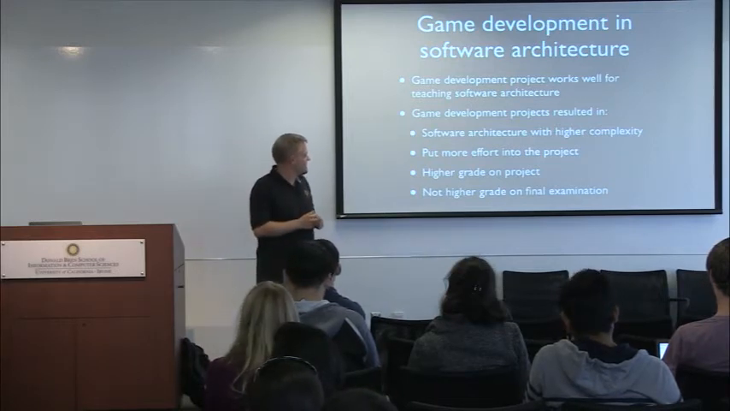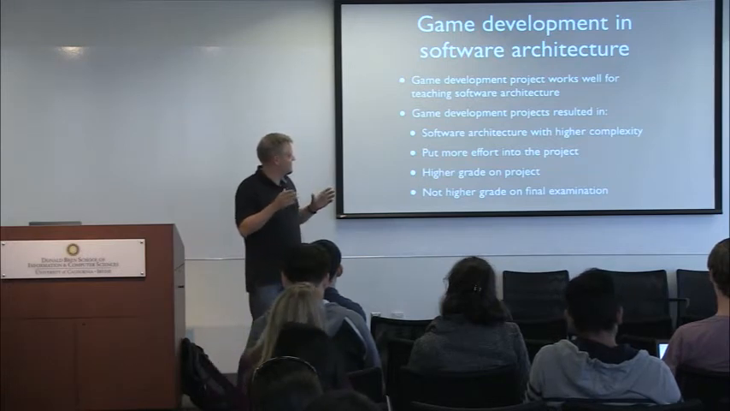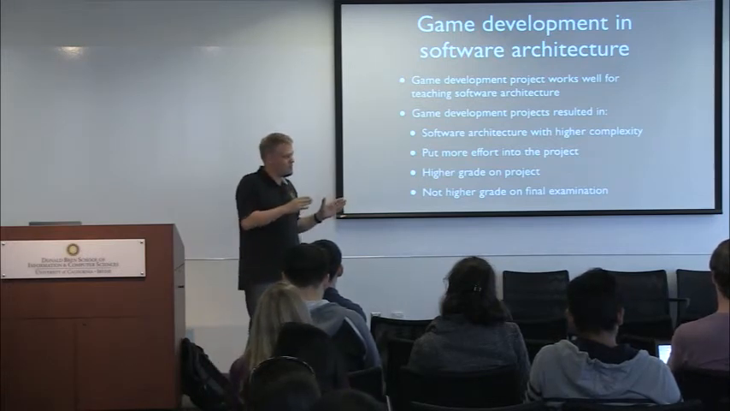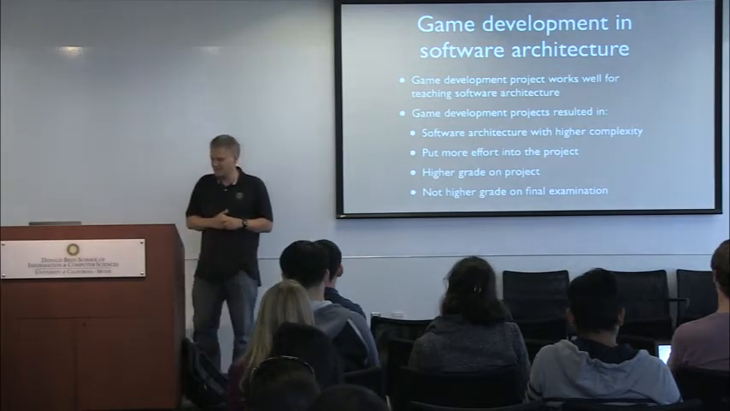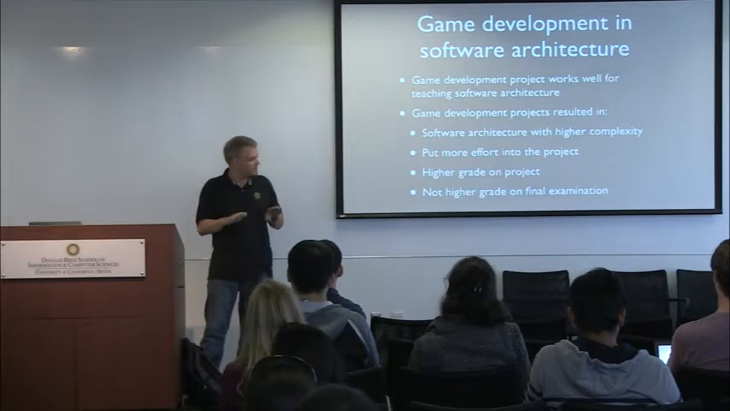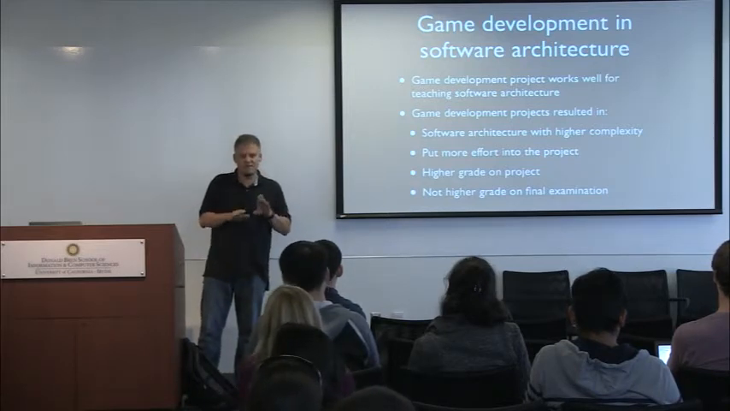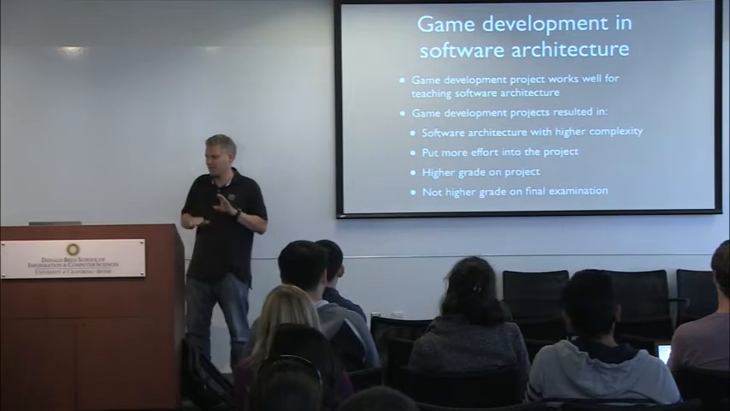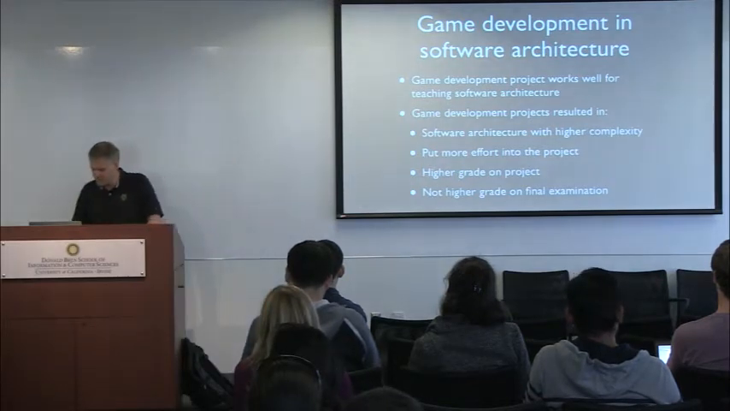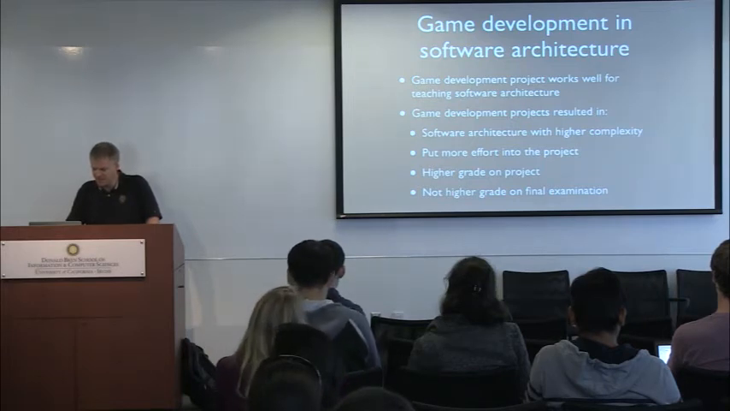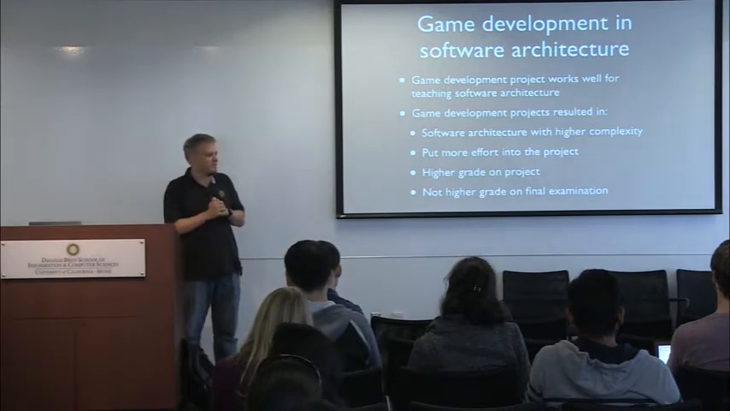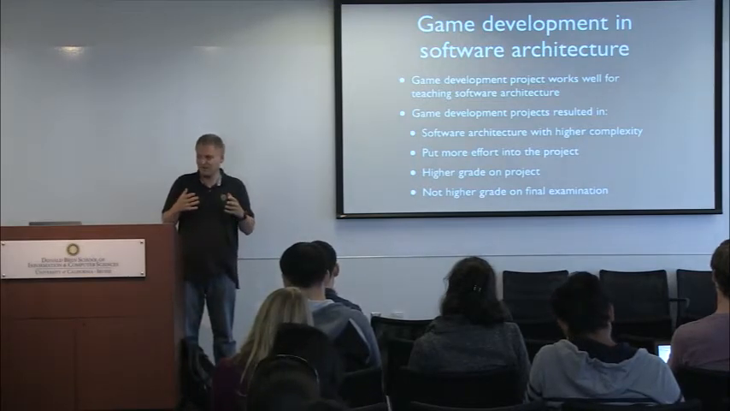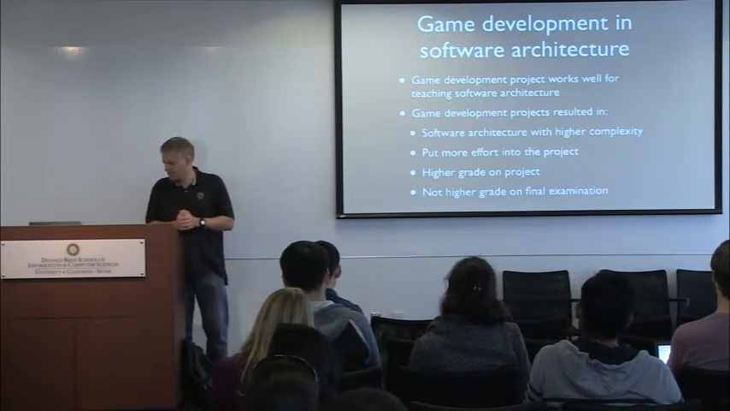So in this course, the students could choose between developing a game or just an application. We had an experiment where we monitored the different groups and compared how they performed based on what they chose. What we found, and I've written a paper about this, is that the students that chose game development produced software architecture with higher complexity. I think the reason is they were more engaged in their product, so they were doing more stuff, basically.